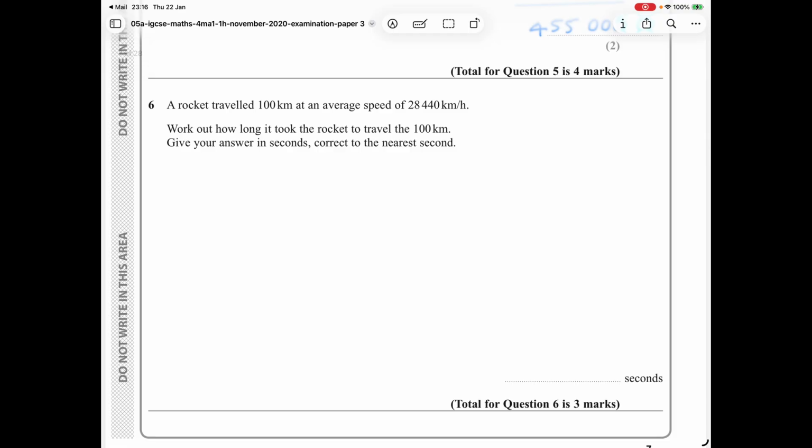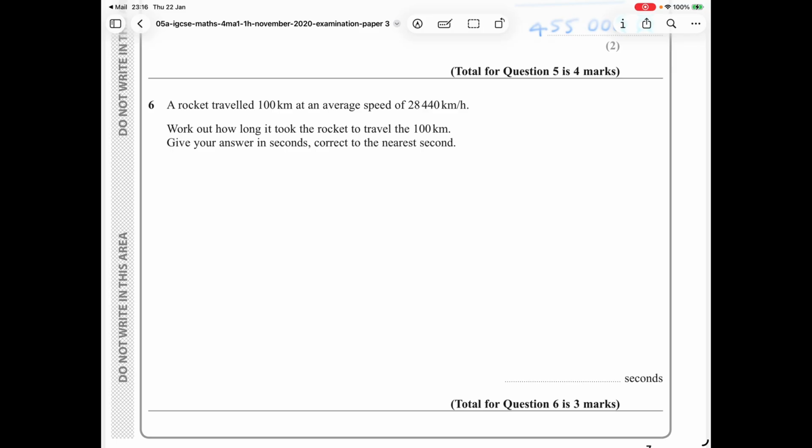A rocket travelled 100 kilometres at the average speed of 28,440 kilometres per hour. Gosh. Work out how long it took the rocket to travel 100 kilometres. Give your answer in seconds to the nearest second.